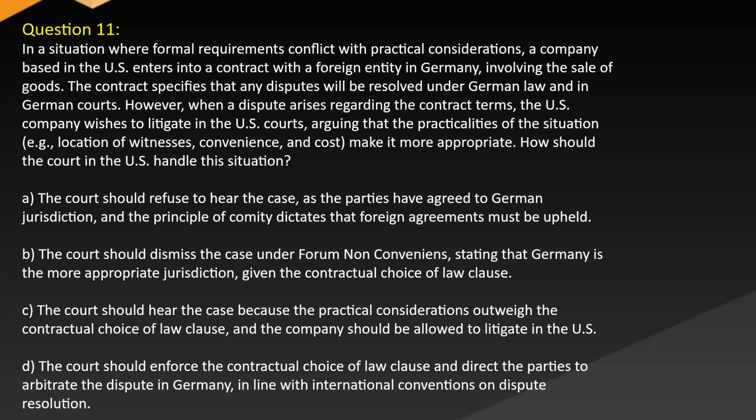B. The court should dismiss the case under forum non conveniens, stating that Germany is the more appropriate jurisdiction given the contractual choice of law clause. C. The court should hear the case because the practical considerations outweigh the contractual choice of law clause. The company should be allowed to litigate in the U.S. D. The court should enforce the contractual choice of law clause and direct the parties to arbitrate the dispute in Germany in line with international conventions on dispute resolution.